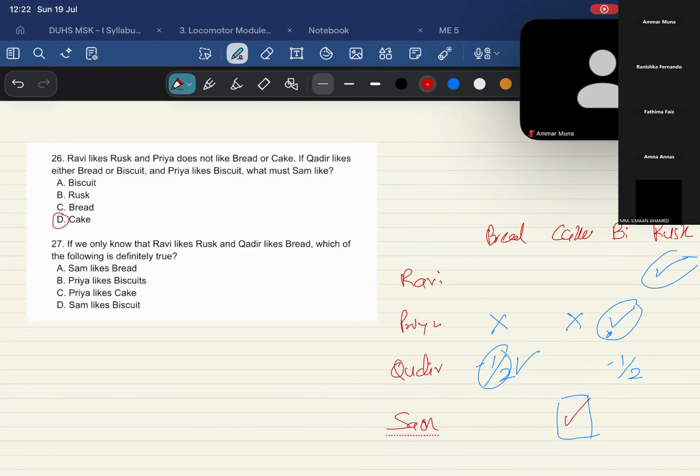So the next question is, if we only know that Ravi likes rusk and Kadir likes bread, which of the following is definitely true? So these two are already taken, so we have cake and biscuit left. So the answer again should be B. Priya likes biscuits, because we already know that Sam likes cake, right? So the answer would be B. So 27. All right, let's move on to our next question. I hope that's clear.